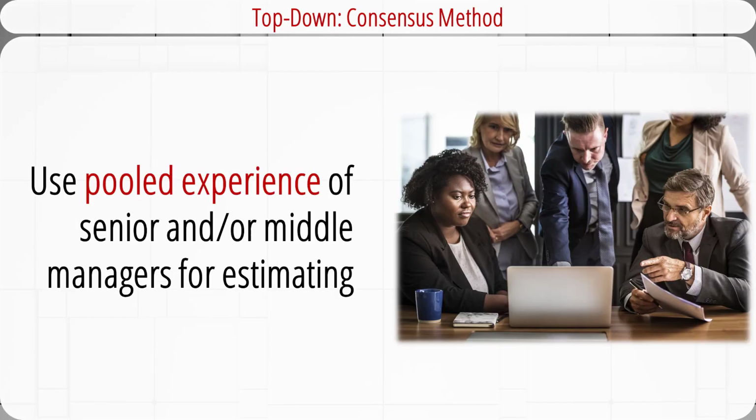The simplest top-down method is probably the consensus method. It uses the pooled experience of senior and middle managers to estimate the total project duration and cost. This method is easy to implement, but sometimes the estimates could be significantly off the mark because little detailed information is gathered.